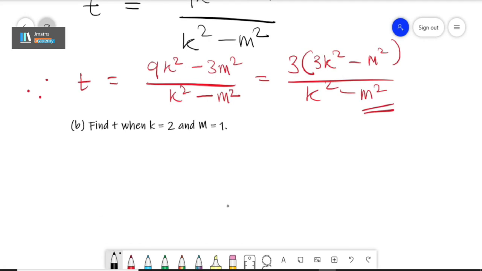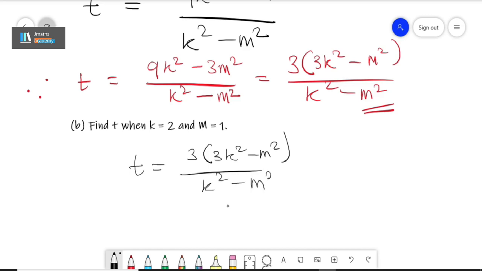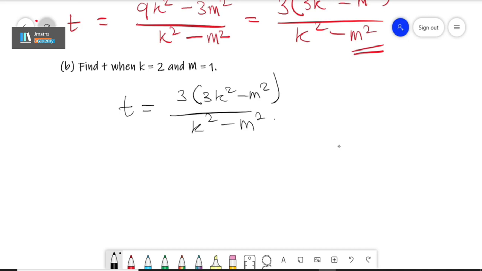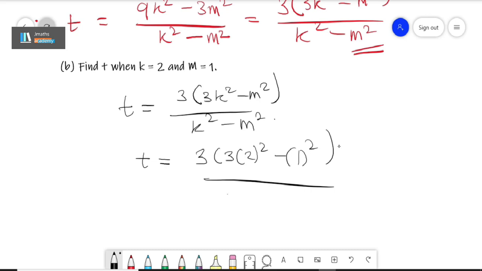So the second part of the question, we are asked to find t when k is equal to 2 and m is equal to 1. So we already have our formula for t to be equal to 3 open bracket 3k square minus m square over k square minus m square. In the question, we are given our k to be equal to 2 and m to be equal to 1. So in order to find the value for t, we substitute those values in our equation. So we have here 3 multiplied by 3 times 2 square minus 1 square over 2 square minus 1 square.